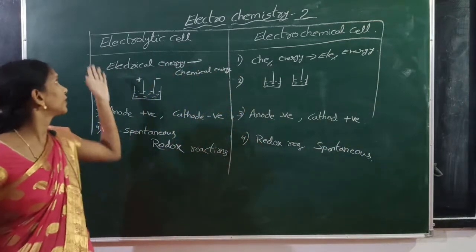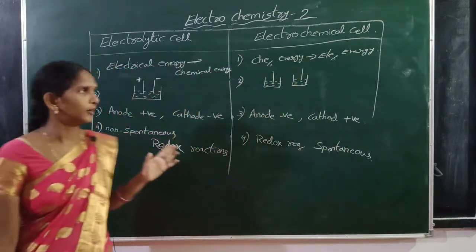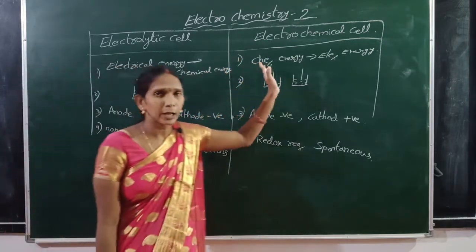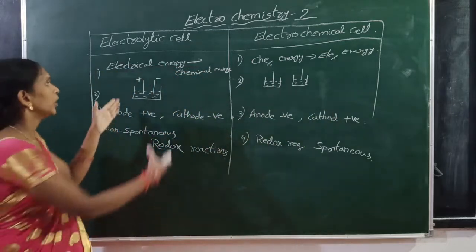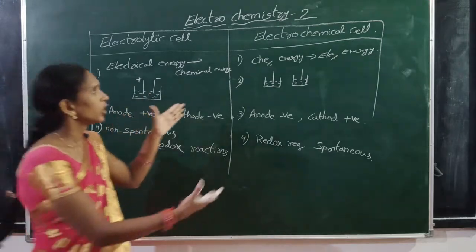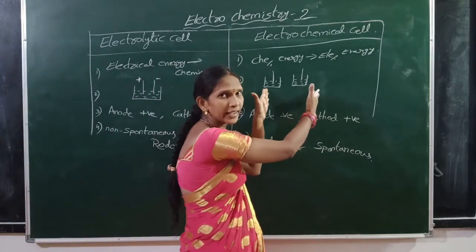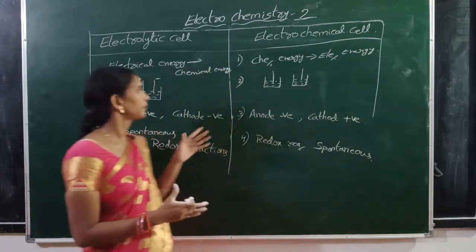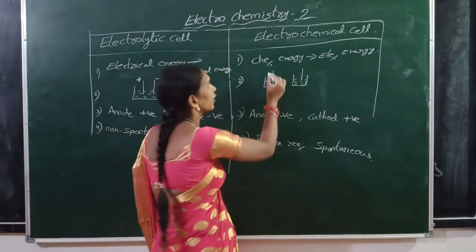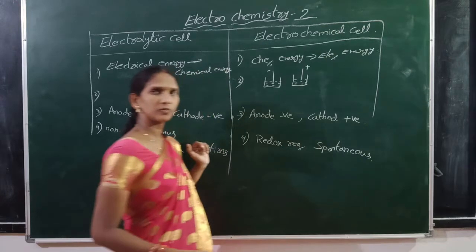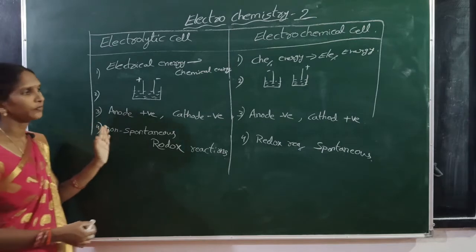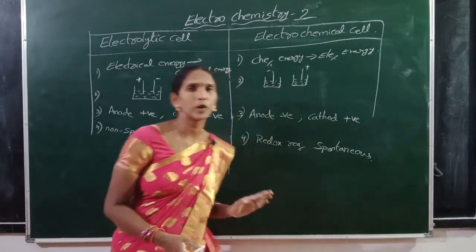These are the differences between the electrolytic cell and the electrochemical cell. In this case, electrical energy is converted into chemical energy. In this cell, chemical energy is converted into electrical energy. Two electrodes are dipped in the same container having the same electrolyte. Two electrodes are dipped in different containers having different electrolytes. Here anode is positive and cathode is negative. Here anode is negative and cathode is positive. Here redox reactions are non-spontaneous. In this case, redox reactions are spontaneous.